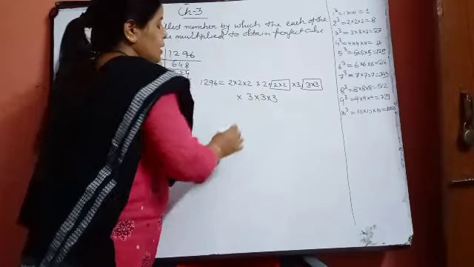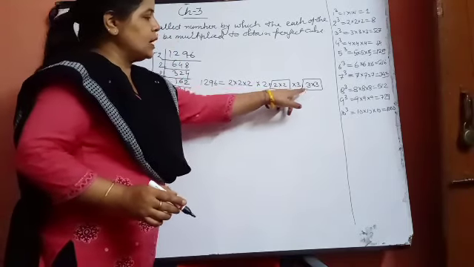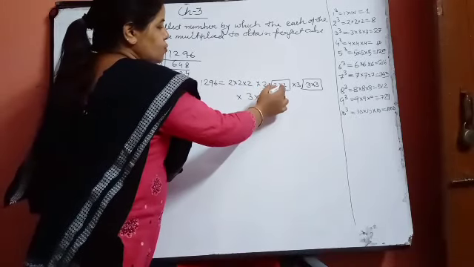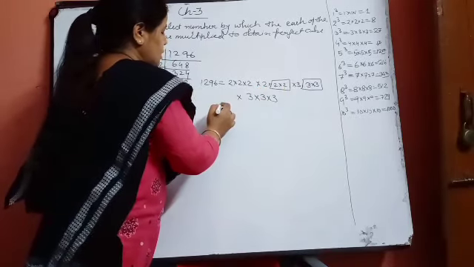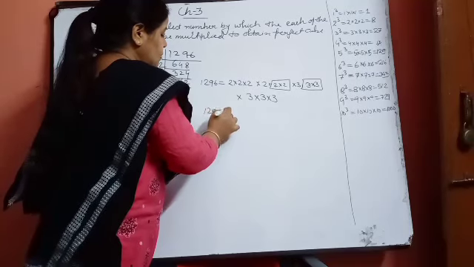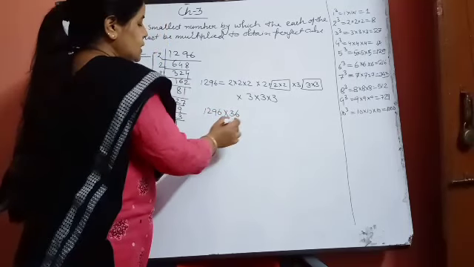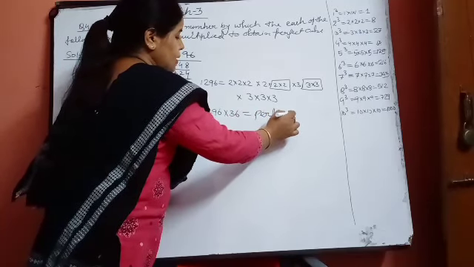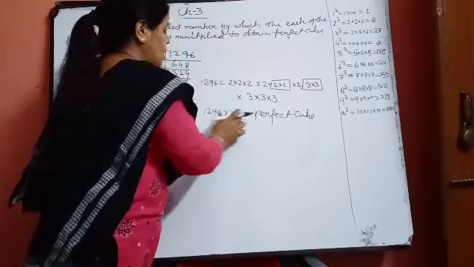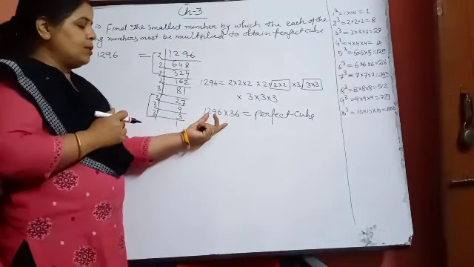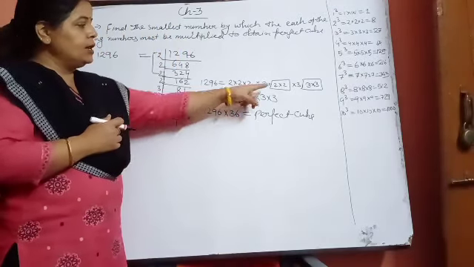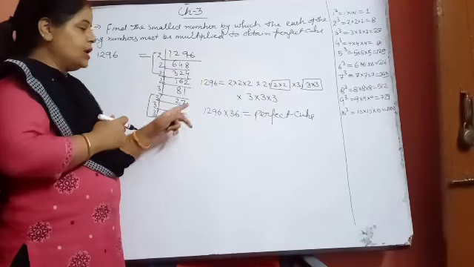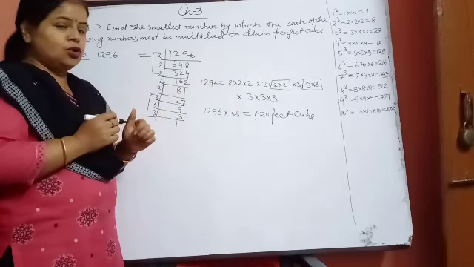You can see that the group of these factors we have taken from our side. So by which number should we multiply? 2 twos are 4, 3 threes are 9. So if we multiply 1296 by 36, then this number will be a perfect cube. Because after multiplying, if we do the prime factorization of this number, we will get 2 to the power 3 and 3 to the power 3 in its prime factorization, and in this way it will be a perfect cube.